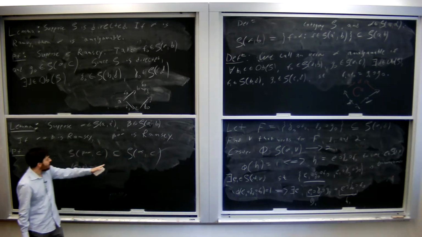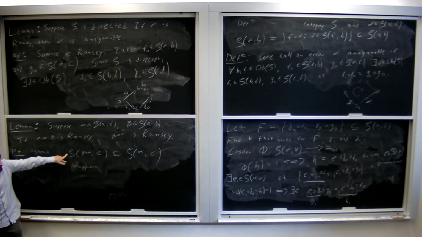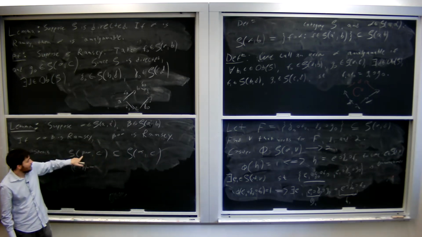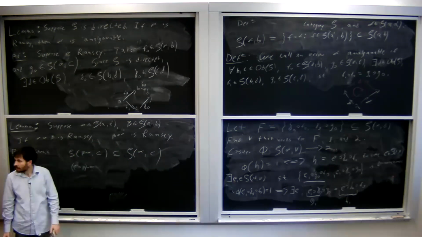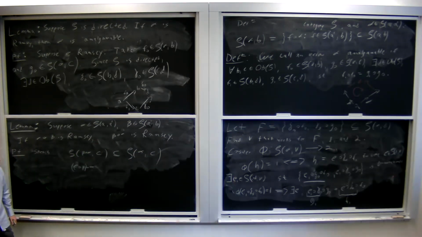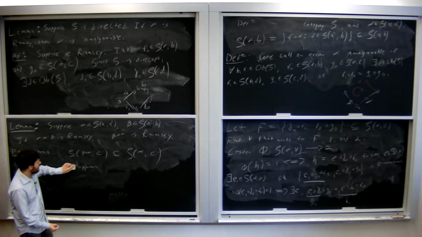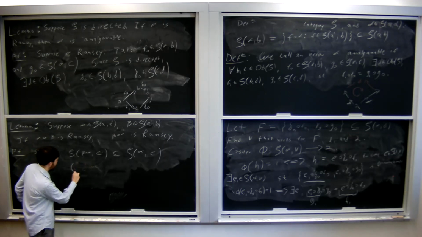So when alpha is Ramsey, it's immediate. You have a finite subset here. It's also a finite subset here. Take a coloring here, extend it however you like to the coloring here. Find the thing that makes it monochromatic, right? And so that's what happens if alpha is Ramsey. Let's leave that here.